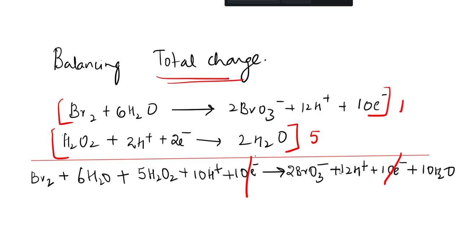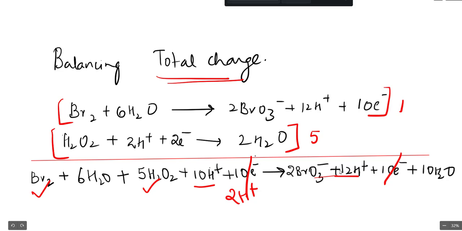Now let us see if anything else is there. Hydrogen peroxide 5. Okay, this is fine here. Any common things are there? Let me check. Bromine also is fine here, right? And here, 10H plus is on this side and 12H plus is on this side. So I need to check that 10H plus, 12H plus. So here 10 and 12. So subtract that. How much do I get? 2H plus, isn't it? So the difference is 2H plus.